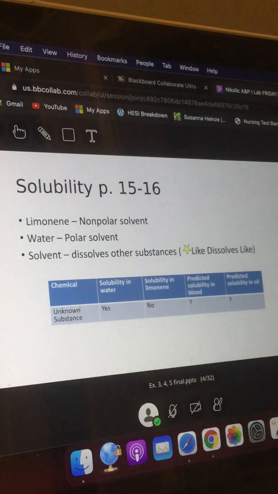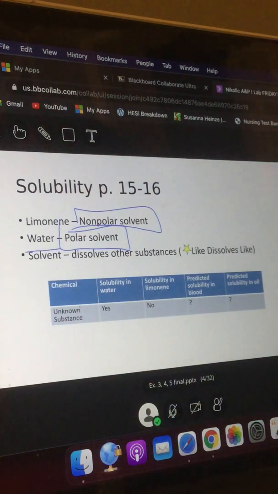Okay, so we have a non-polar solvent, which is limonene, and we have a polar solvent, which is water. We already know what polar is, right? We know that it's partially charged. So you have to have some sort of charge to be able to dissolve in water. Okay, so we know that.